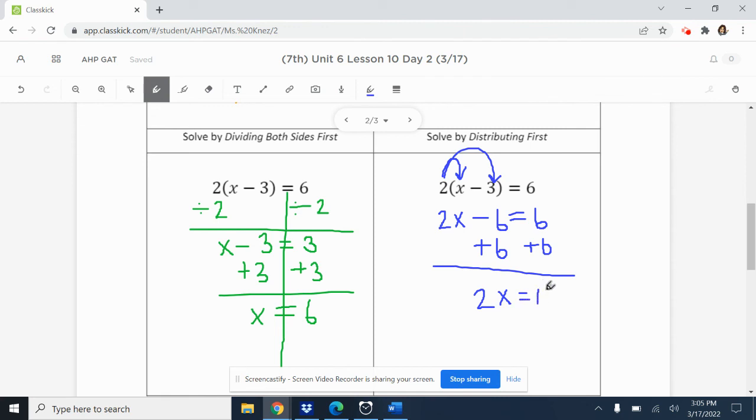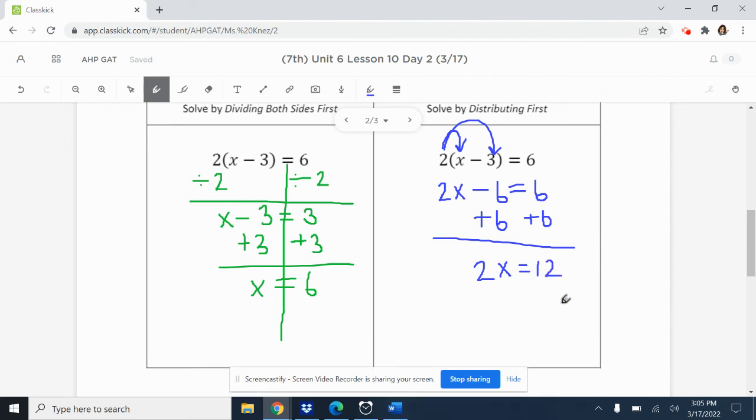I know that I'm multiplying x times 2, which means I'll conduct my inverse operation and divide both sides by 2. Because if I divide both sides by 2, I end up with x by itself, and on the right side of the equation, I end up with x equals 6. Notice that both of these methods produced the same answer, x equals 6. We simply used different strategies.